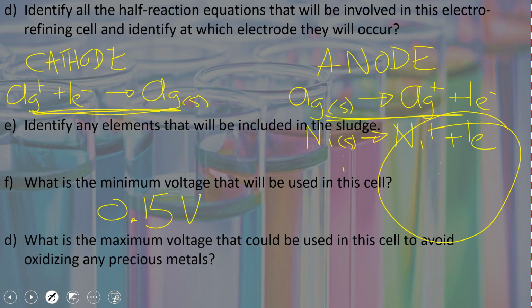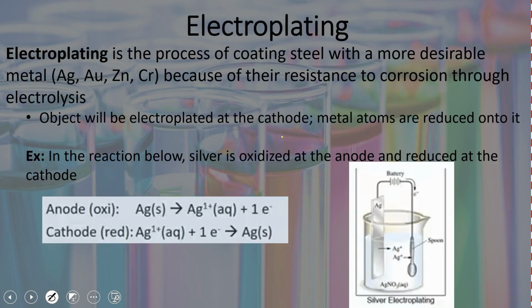What's the maximum voltage? Now that depends on what's happening. If you add too much voltage, then you're going to have these other metals reacting that you don't want to react if you're trying to purify something.